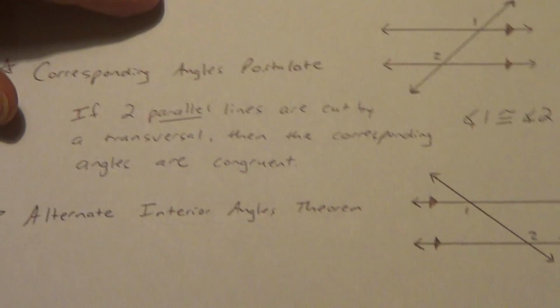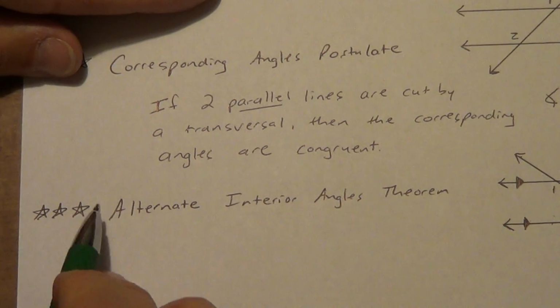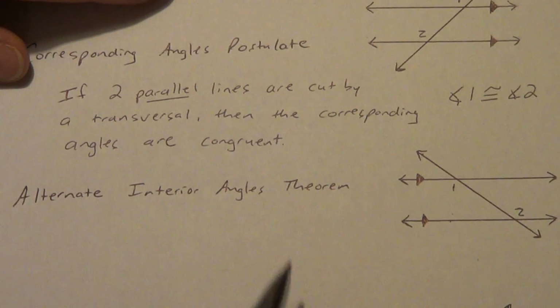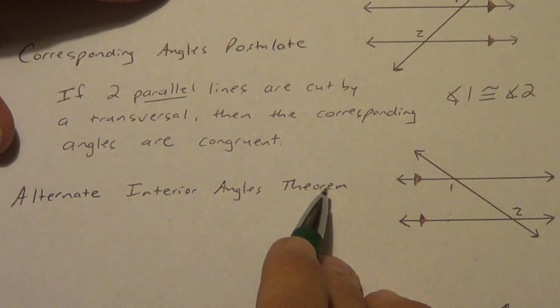All right, let's go to the next one. The alternate interior angle theorem. Okay, once again, this has 3 stars. Okay, alternate interior angle theorem. Theorem means we can prove it. We're going to do that here in just a second.